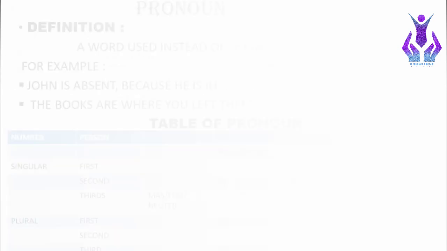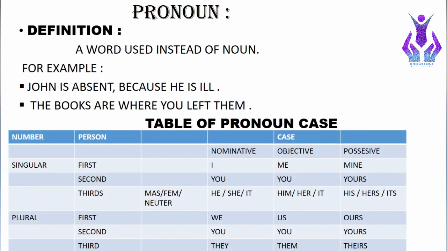So we are done with adjectives as well. Now moving towards pronoun. A pronoun is a word used instead of a noun. When we use a word instead of a noun, it is called a pronoun. For example, John is absent because he is ill. Here he is a pronoun. The next is, the books are where you left them. Here them is a pronoun, which is used instead of books, and he is used instead of John.